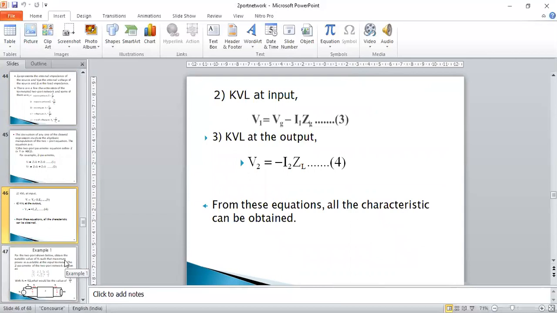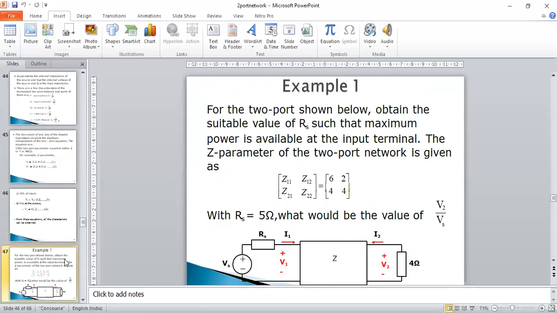Now let's take an example problem of this two-port network. Yeah, this is the same problem. For the two-port shown below, obtain the suitable value of RS such that the maximum power is transferred at the input terminal. The Z parameter of the two-port network is given in the matrix form, which is shown here. You have to find at which value maximum power can transfer from the input side to the output side.